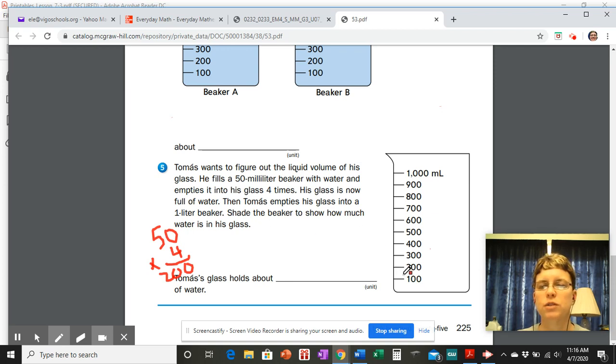Okay, so it says shade the beaker to show how much is in his glass. Well, here's the 200. So I'm going to go up from the 1 and up from the 2, and I'm going to fill in all the way and fill it in like this. Now, I'm not going to do a very good job of shading it because it's going to be hard to color it all in, but we would go right up to the 200 line. Okay, and then Tomas's glass holds about 200 milliliters.